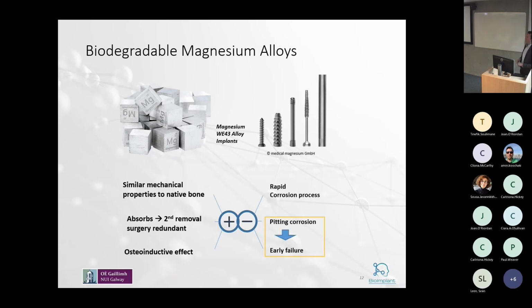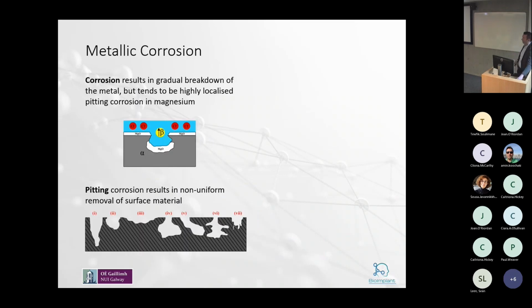But it tends to degrade rapidly, and this is one of the disadvantages of magnesium. Unprotected magnesium can degrade in the body in about 6 weeks, which is pretty much before any healing process would be completed. Another disadvantage is that corrosion takes place in a highly localized manner. It undergoes what's called pitting corrosion, and therefore you can get early failure of an implant due to localized attack of the material.